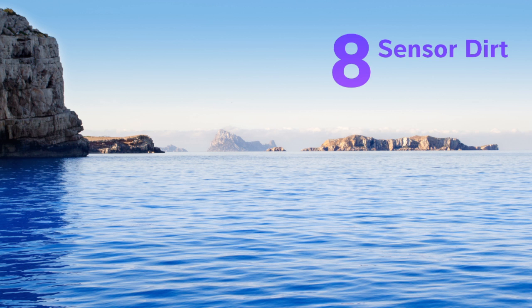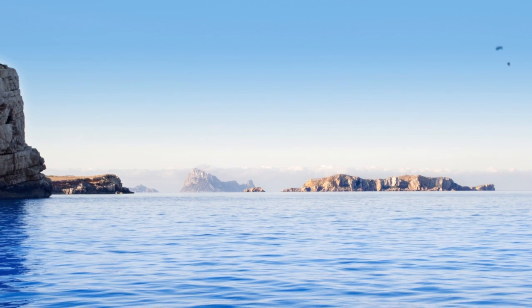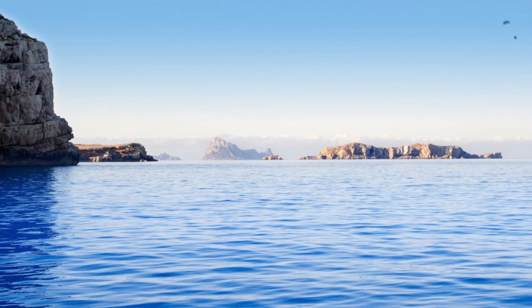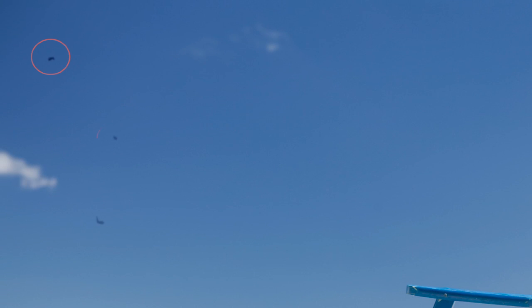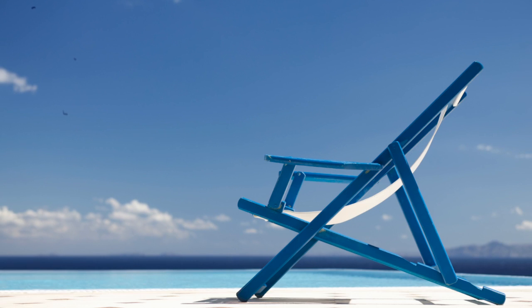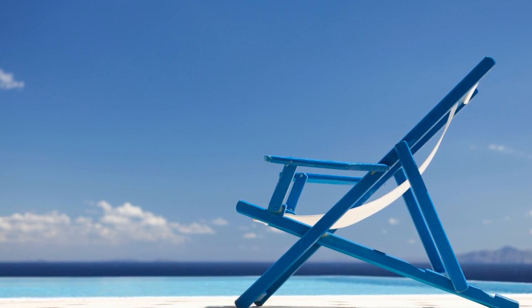8. Sensor dirt. This appears as small spots, often in the corners of the images. It is more common with DSLRs. To check for these spots, view your images at 100% and make sure you check those corners. They are usually very easy to remove with image editing software, and where possible, it's always worth getting your sensor cleaned for future shooting.